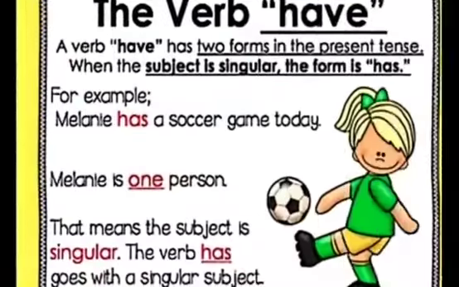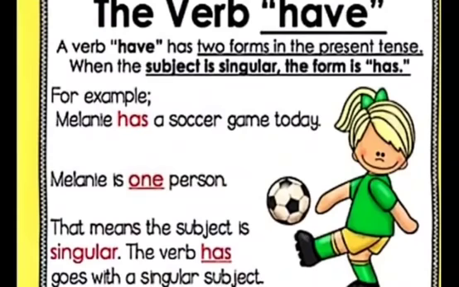The verb have has two forms in the present tense. When the subject is singular, the form is has. For example, Melanie has a soccer game today. Soccer means football. So Melanie is the person. The person is she or he, whatever it may be. So she or he, she, it, we should use has. So Melanie has a soccer game today.